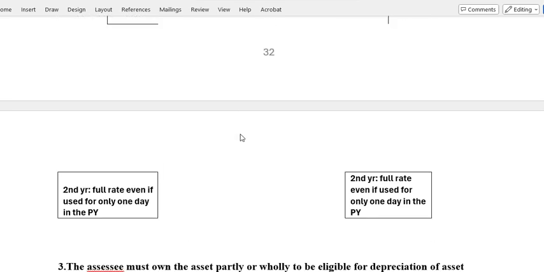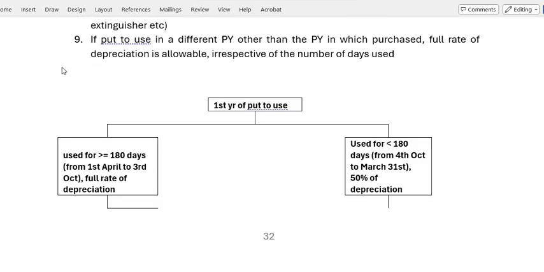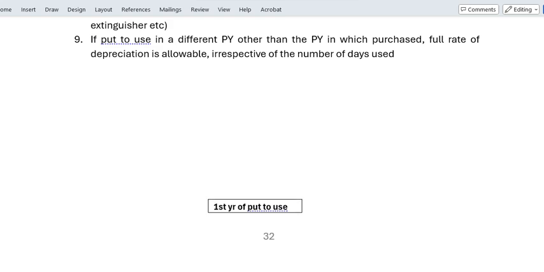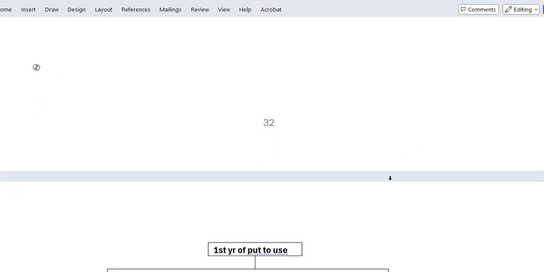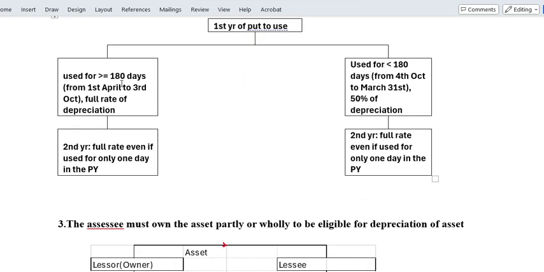Second year, your first year actually, second year also you will get the full rate even if used for only 1 day in the previous year. Okay. And here less than 180 days you will get the full depreciation in the second year. Both cases you will get the full depreciation.